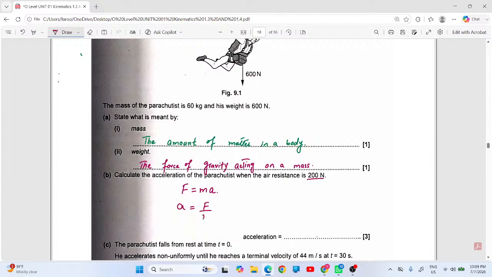Acceleration is force over mass. The net force is 600 minus 200, and the mass is 60 kg. So 400 over 60, that is 40 over 6, which is 6.7. And the unit of acceleration is meter per second squared.